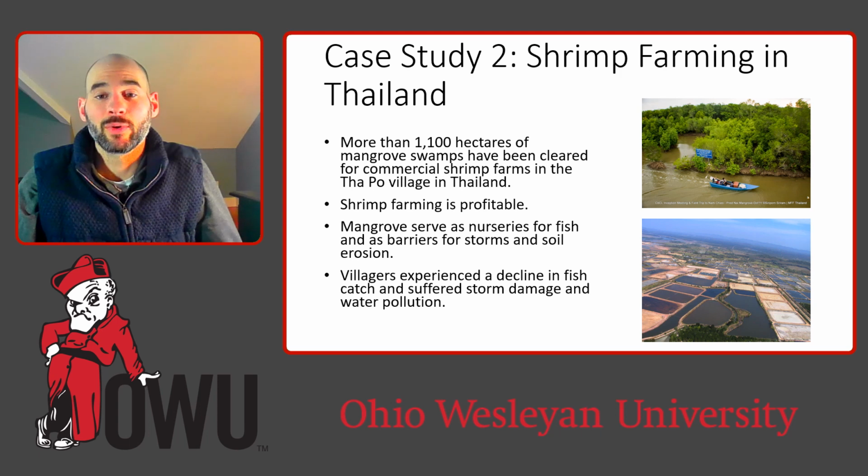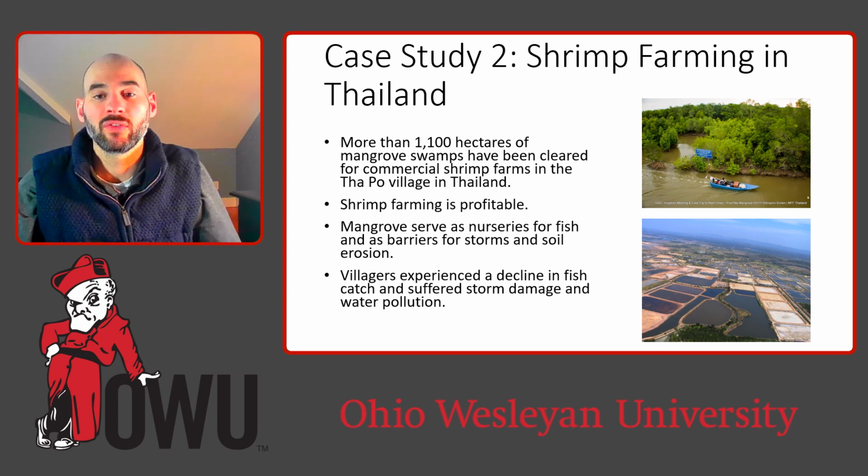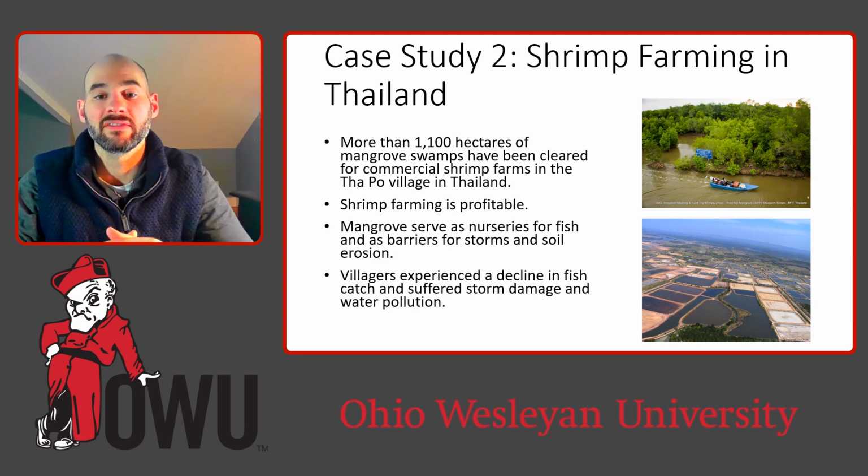So if we think of another example, perhaps of shrimp farming in Thailand, we can look at some real data, look at a real study which attempted to calculate costs and benefits, and I think in part using non-market valuation techniques. And so in this example, we are considering 1,100 hectares of mangrove swamps being cleared for commercial shrimp farms in Thailand. And so there's going to be a clear difference here between the private cost and the social costs, or the private benefits and the social benefits.